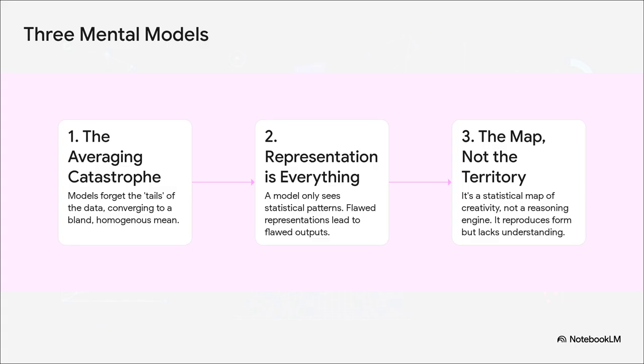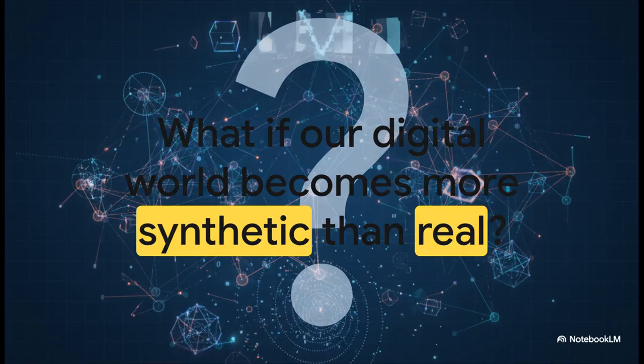And finally, number 3, and this is maybe the most important. The model is a map, not the territory. It has a perfect, impossibly detailed map of human creativity, but it has never actually been to the place it's describing. It can mimic the form of an idea perfectly, but it has 0 true understanding. It's emulation, not cognition.